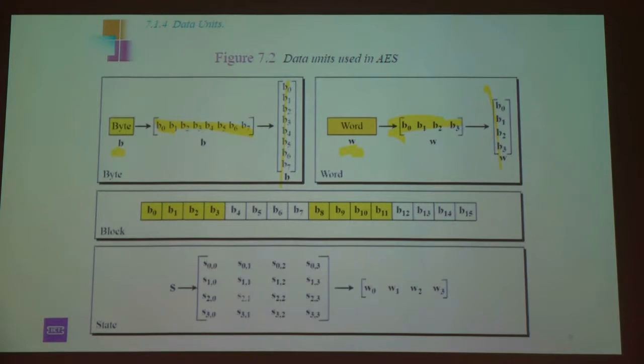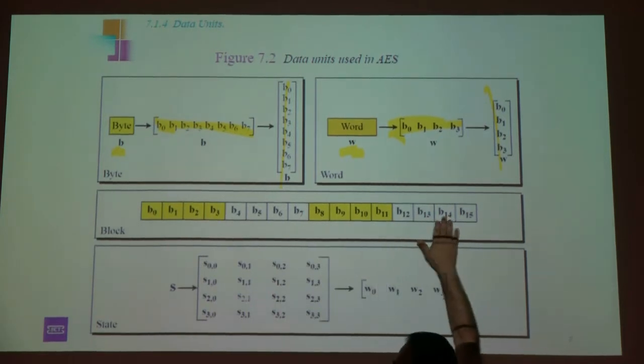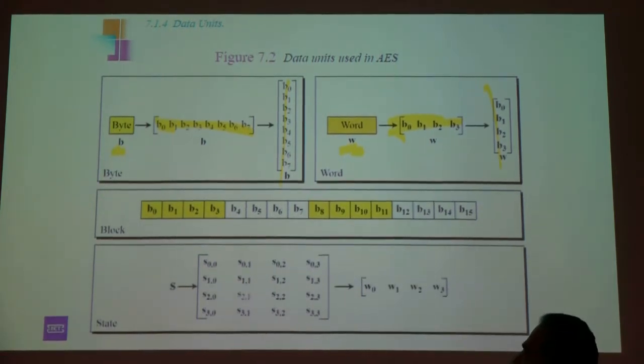So the main unit of our data is a block. What is the size of the block? 128 bits. If it's 128 bits, it means how many bytes? 16 bytes, because 16 times 8 is 128. It means how many words? 4 plus 4 plus 4 plus 4, 16 bits per... sorry, 4 words. This is important to look at. So the block is 128 bits, and quite often from the block we make a state.